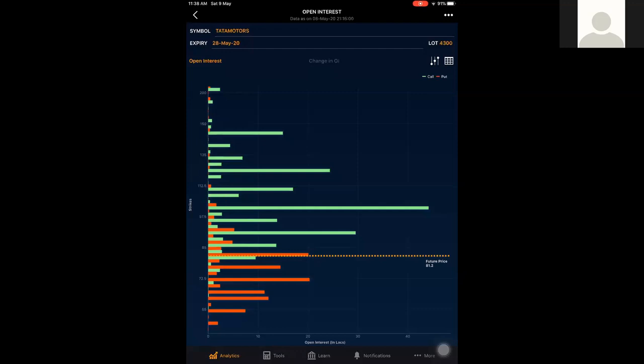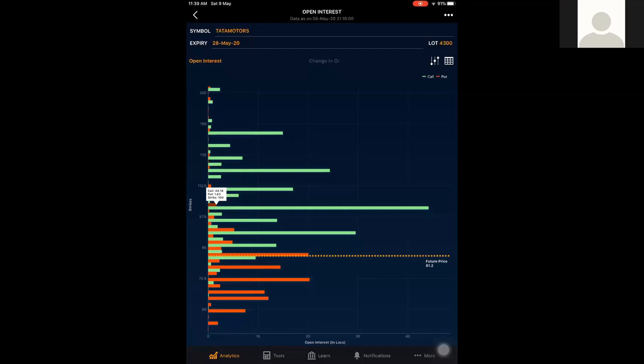Where is the highest call? The highest call is at 100. Where is the highest put? We per se don't have a highest put, so it is more a distributed one. So this will give us a view: if it is showing a long, and if you're seeing that the prices are holding on near the support, then you can take a trade.